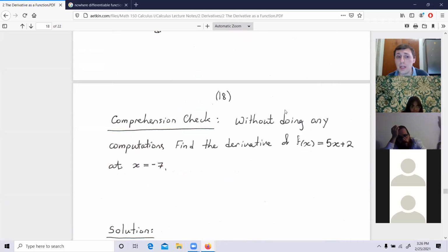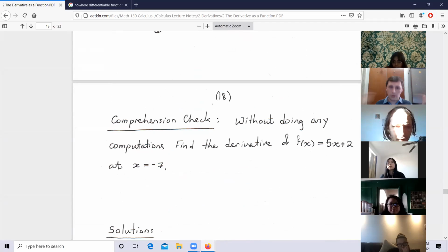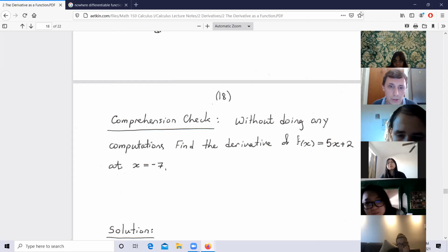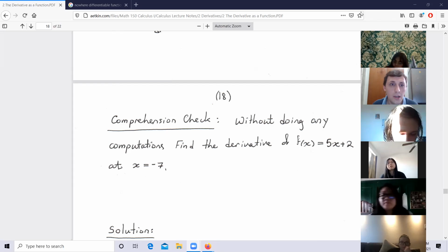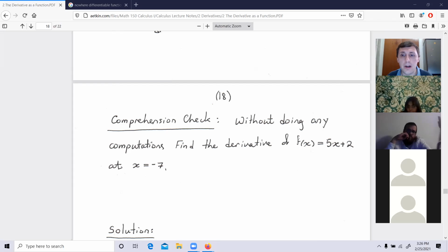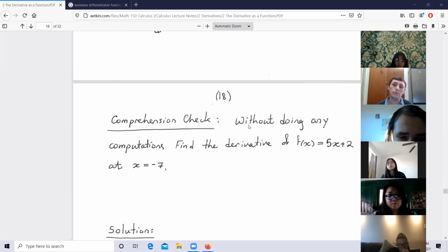Okay, let's do some comprehension check, guys. Are you ready? Are you with me still? You're not exhausted, right? You have such a great understanding of calculus. You are so fascinated. You never knew it would be so easy. So tell me, please, here is my function: 5x plus 2. Without doing any calculations, tell me, please, what's the derivative at x equals minus 7? It should be like this.